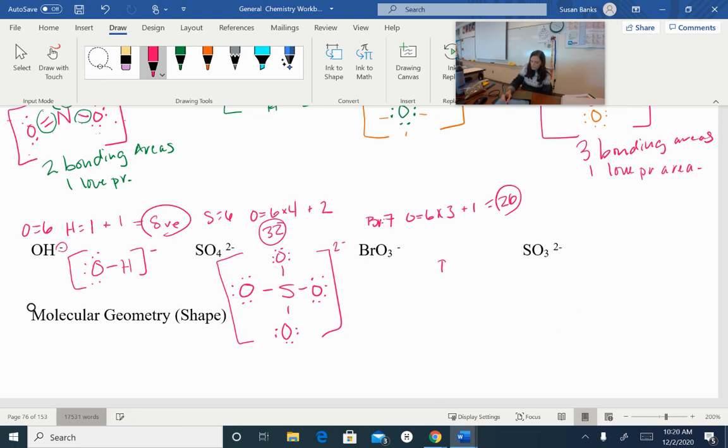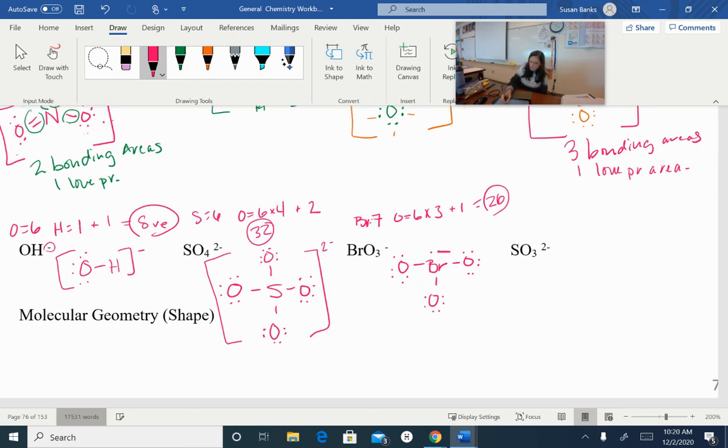Bromine is going to be in the middle. I'm going to do single bonds to each of the oxygens. So each of the oxygens have 2 electrons in that bond, so they need 3 lone pairs to satisfy their octets. So I'm going to put in the 3 lone pairs to satisfy their octet. Bromine has 3 bonds, so it has 6 electrons, so I need 1 lone pair.